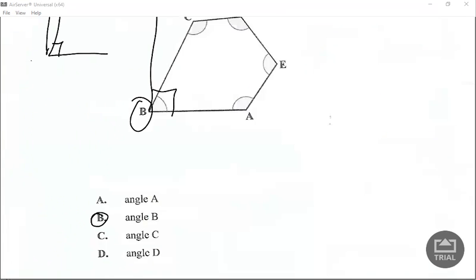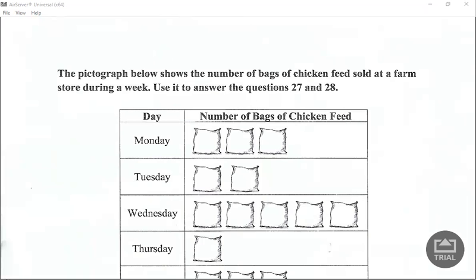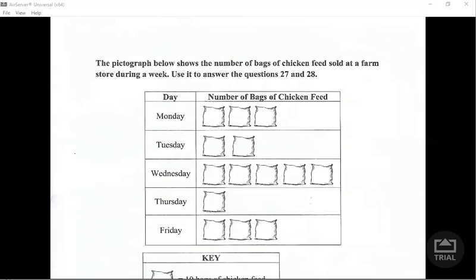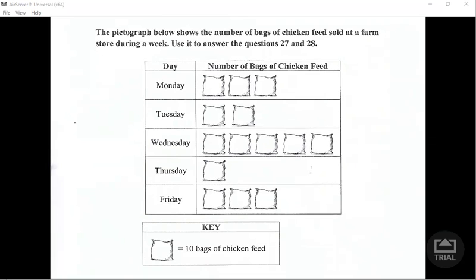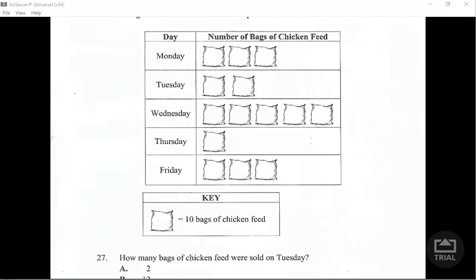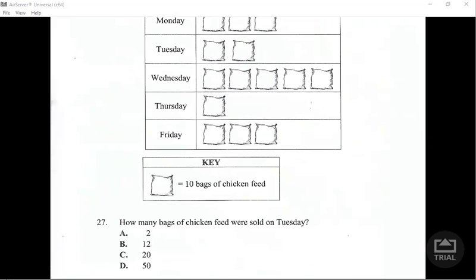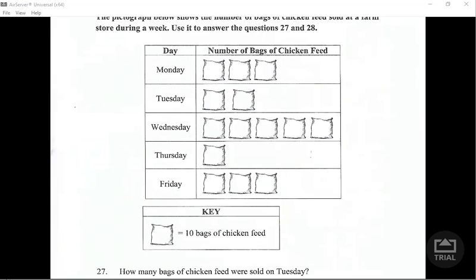Alright, let's look at this one. The pictograph shows the number of bags of chicken feed sold at a farm store during the week. Use it to answer questions 27 and 28. Let's look at the key. One bag represents 10. How many bags of chicken feed were sold on Tuesday? Each bag represents 10, so that's 10 plus 10, which gives us a total of 20.